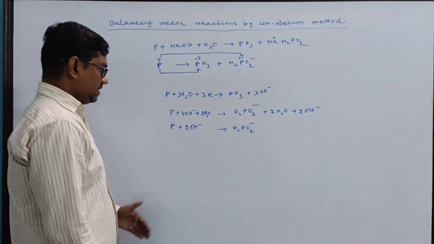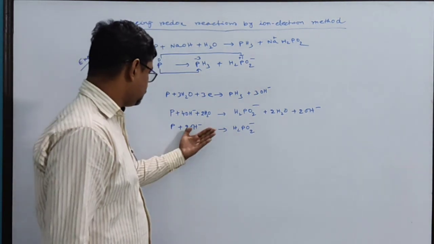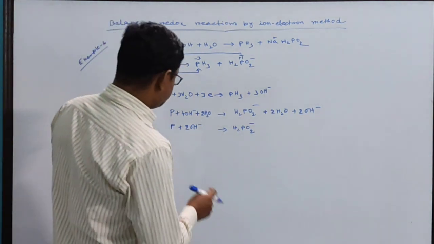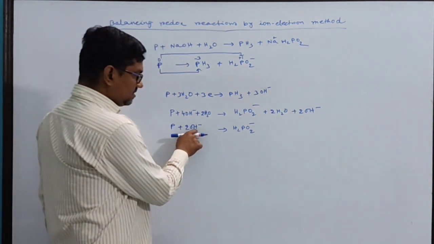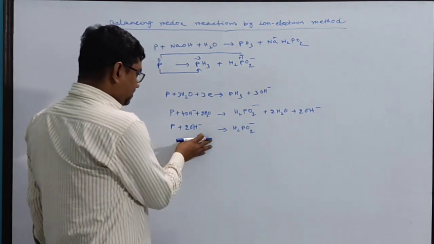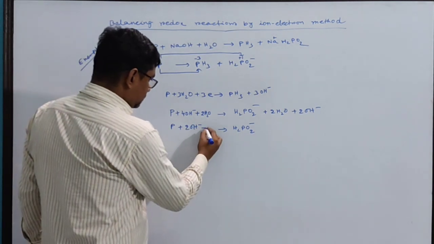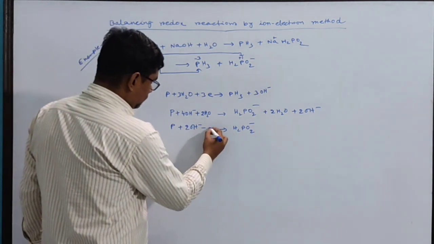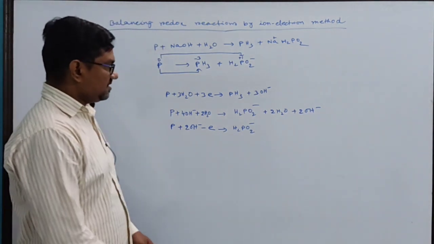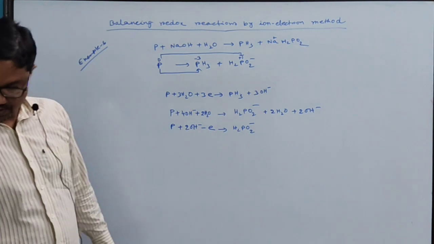Okay, see, 1 phosphorus, 2 hydrogen, 2 hydrogen, 2 oxygen, 2 oxygen. So atoms are balanced. Now look at the charge. Here 2 negative ions are there, and here 1 negative charge is there. So we have to make the left hand side 1 negative charge only. For that we will subtract 1 electron. Okay, this is the 2 balanced half reaction.